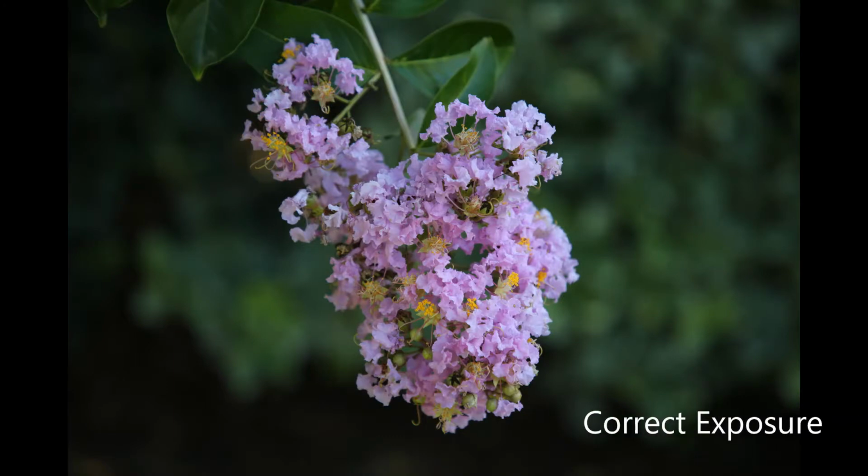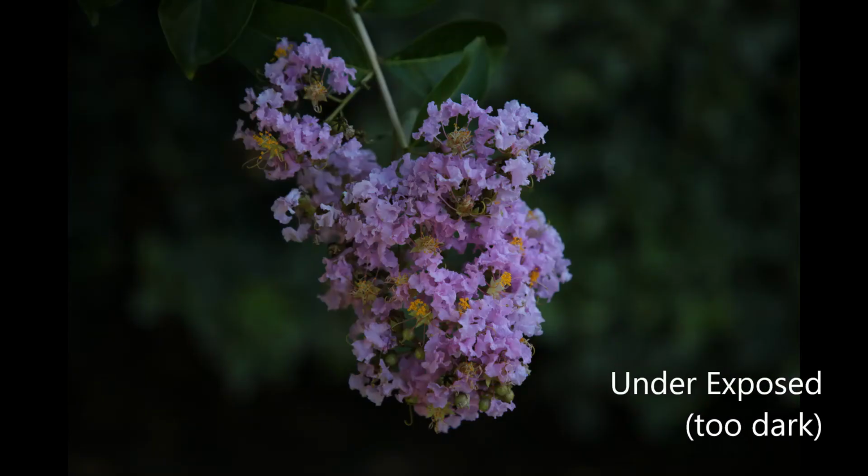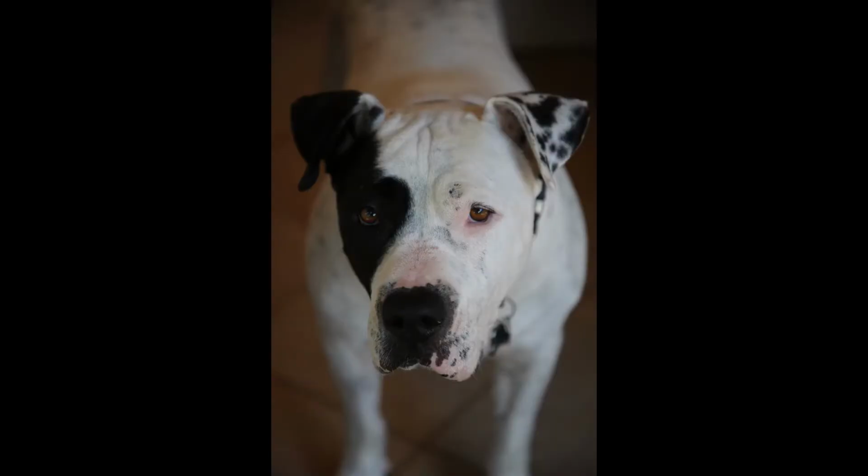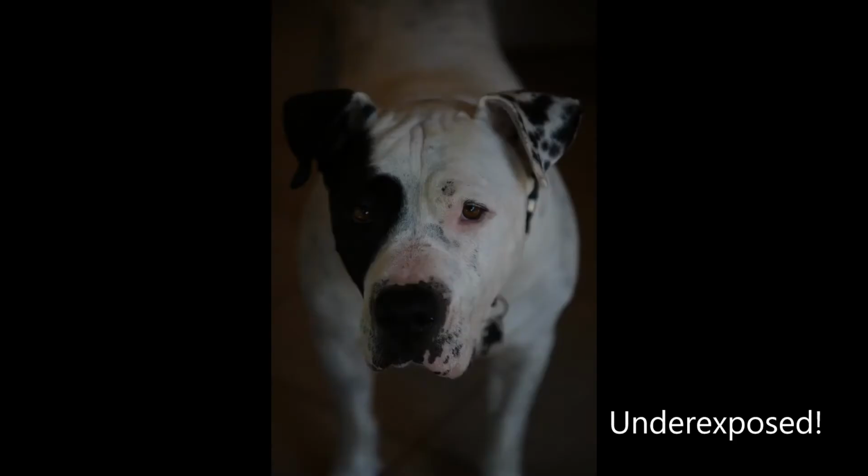Exposure in photography is how much light reaches the digital sensor on a digital camera or how much light reaches the film on a film camera. The more exposure, the brighter the image. The less exposure, the darker the image. The correct exposure for any image is what makes it look the best.